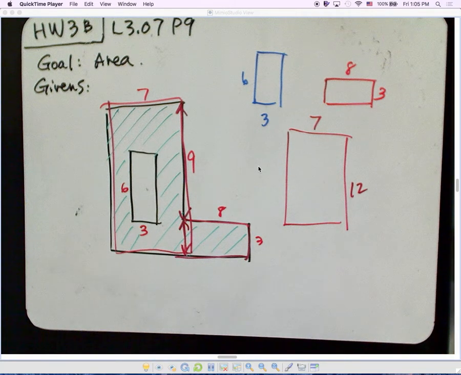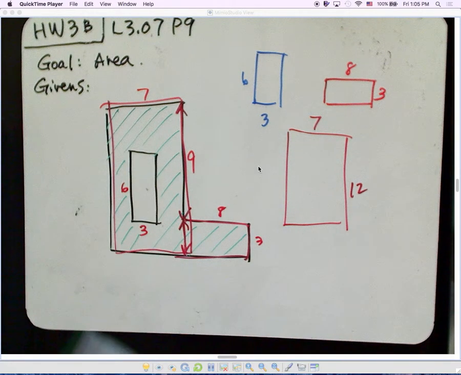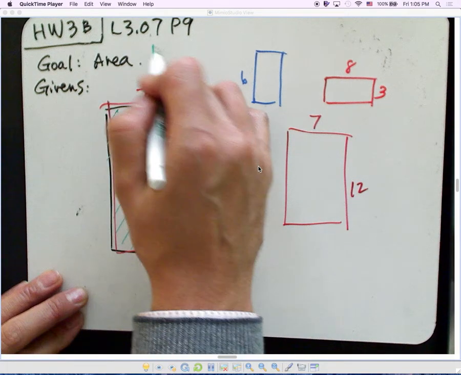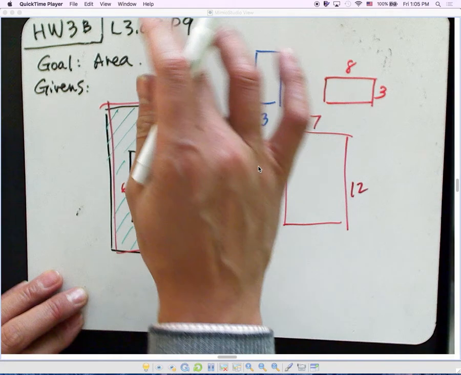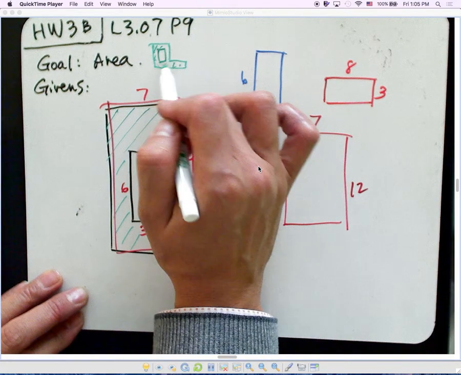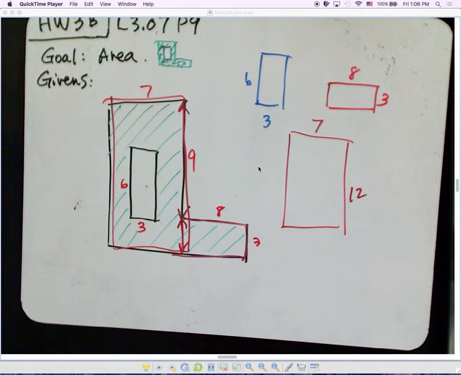But what can we do? Our goal is to find the area of the shaded portion, this green part of it, right? Without that part, without the part in the middle. We have a hole there. So what can we do with these to find that?